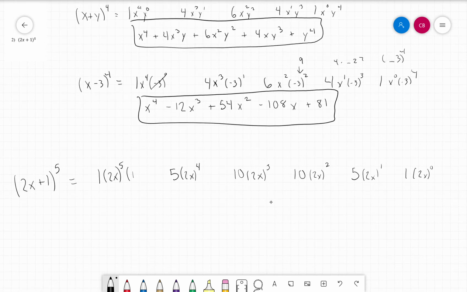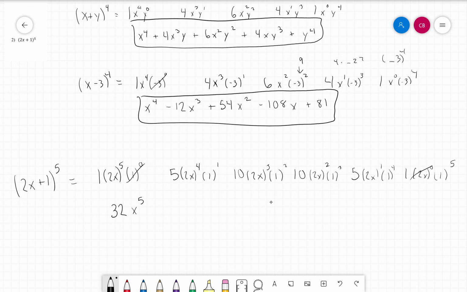So 1 to the 0, 1 to the 1, 1 to the 2, 1 to the 3, 1 to the 4, and 1 to the 5. Okay, let's cancel the zeros out. Those are gone. So this is 2 to the fifth. That's 32x to the fifth.